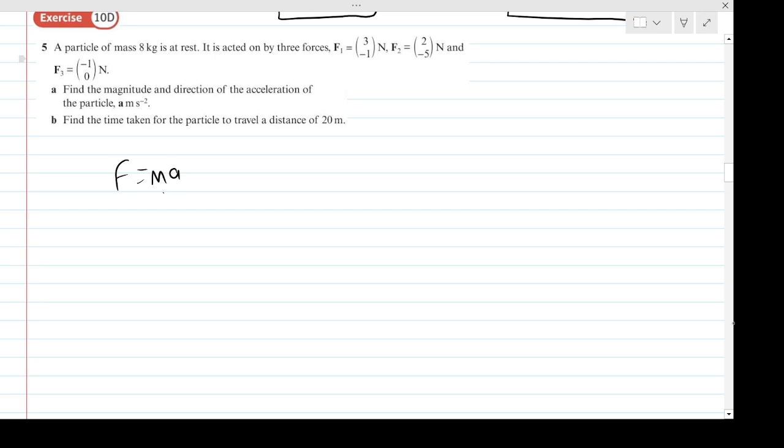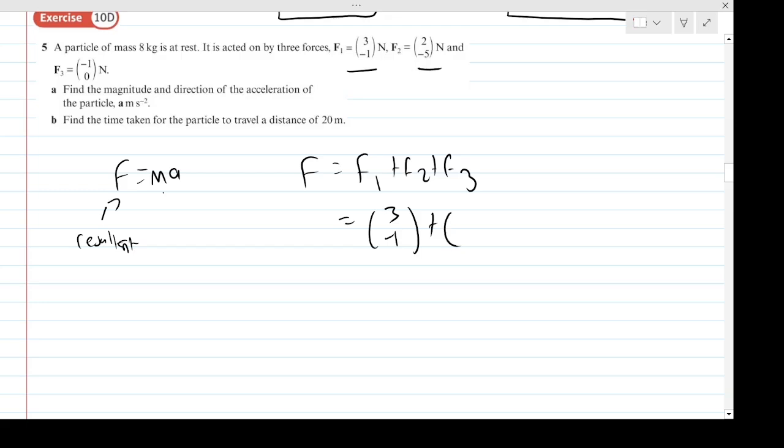Well, firstly, the resultant force here, F is going to equal all these three forces added together. So that's going to be F1 is (3, -1), F2 is (2, -5), and F3 is (-1, 0). That will be 3 and 2 minus 1, that would be 4. And then minus 1 and minus 5 and 0 is going to be minus 6. So that's my resultant force.